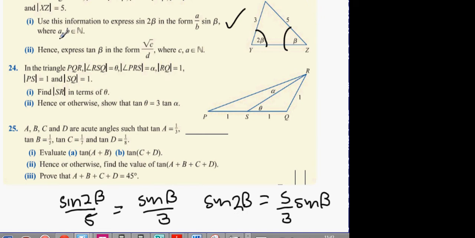What does AB element of n mean? Natural numbers, got to be above 0, Frank. Rory, got to be above 0. Next it says, hence express tan b in the form root c over d. Okay, tan b. It's an interesting one. Any ideas on this one, guys?